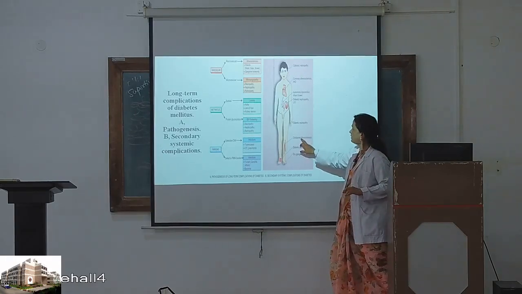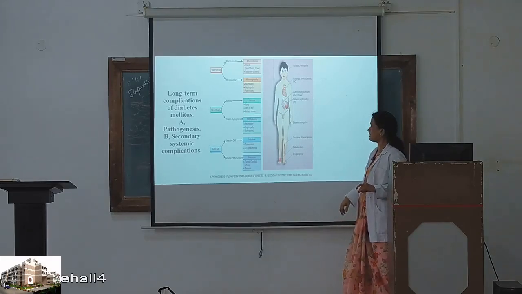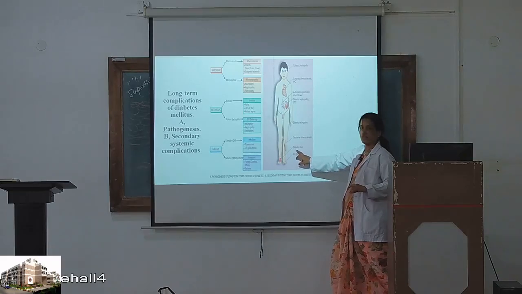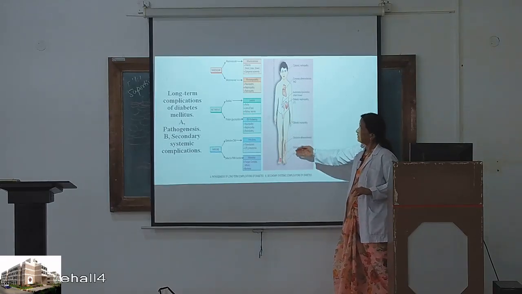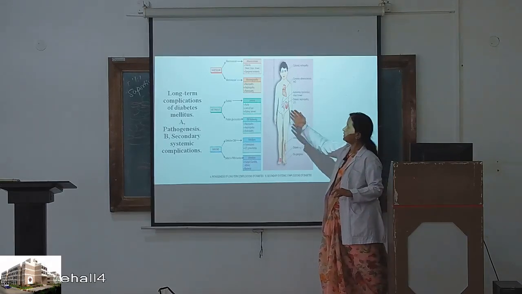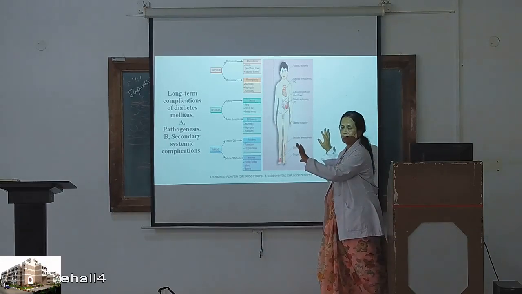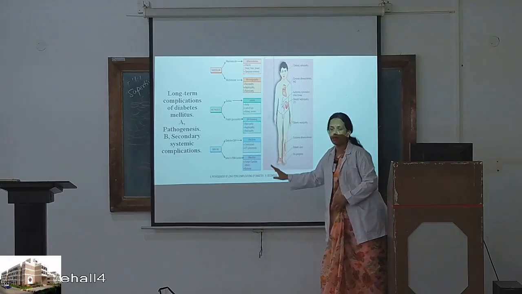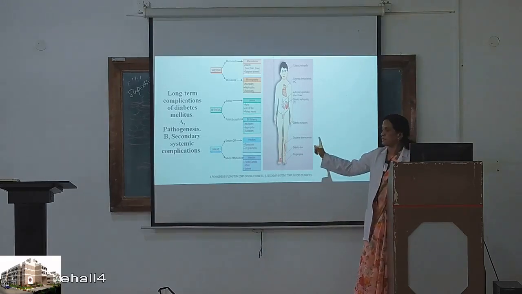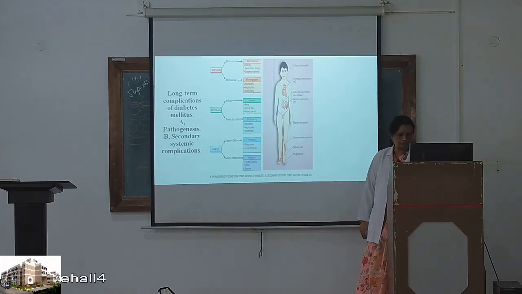So, occlusive atherosclerosis. With this ischemia, we have taught you gangrene and diabetic ulcers. So, these are the long-term complications of diabetes mellitus. So, just pause at this level and then look at this picture and read the complications again.